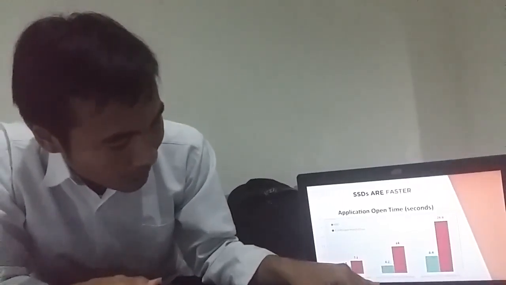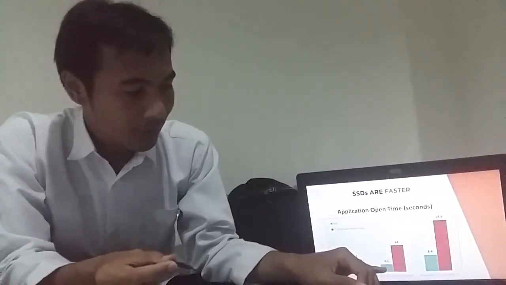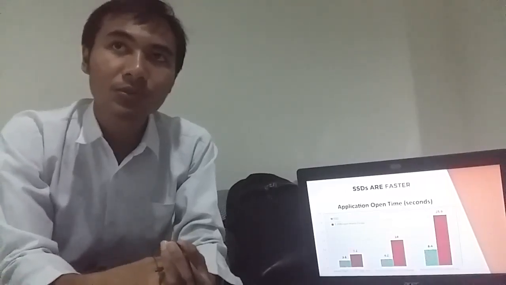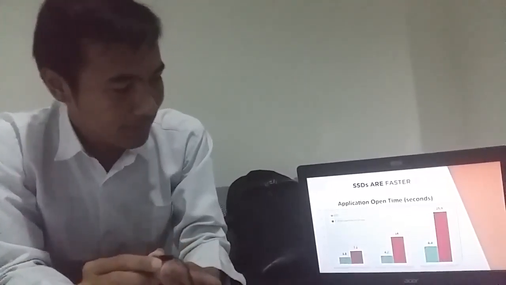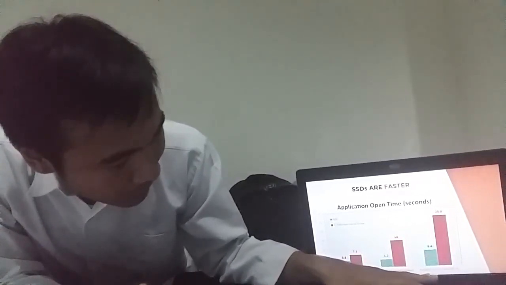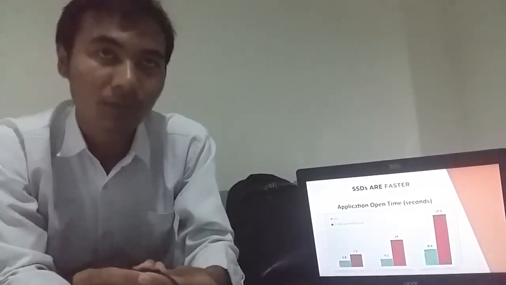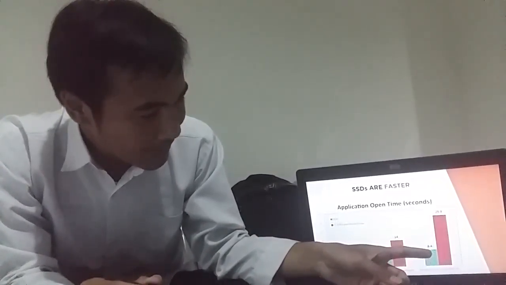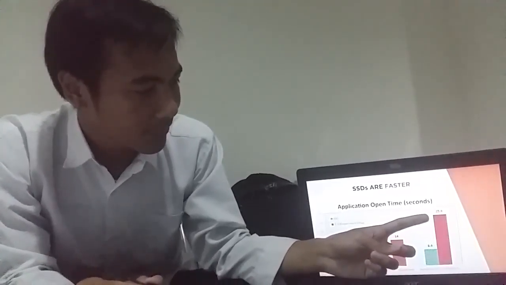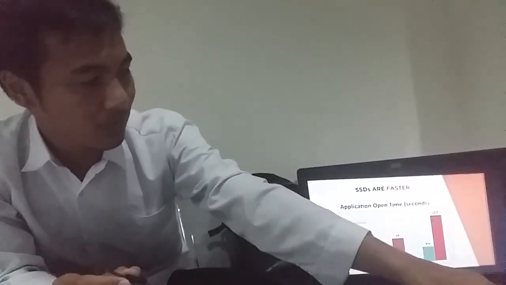The next chart is when you are trying to open Excel 2010. If you are using a solid state drive, it takes only about 4.2 seconds. But if you are using a hard drive, it takes about 14 seconds. And the last is when you are trying to open Photoshop CS 5.1. With SSD, you can get 8.4 seconds, but if you are using a hard drive, it takes about 25.9 seconds.